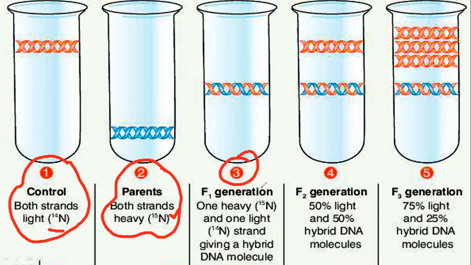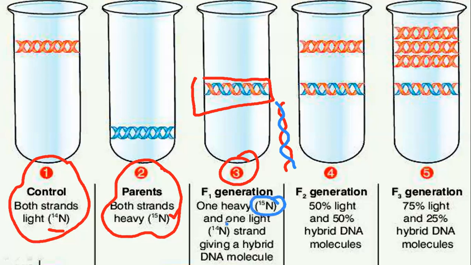And the third tube, the F1 generation. When we analyzed that DNA, we came to know one important thing: one of these strands, if I show you like this, was from the parent, and there was a newly synthesized strand over there as well. So it gave us a hybrid, one strand N15, the other N14, giving us a hybrid DNA molecule.